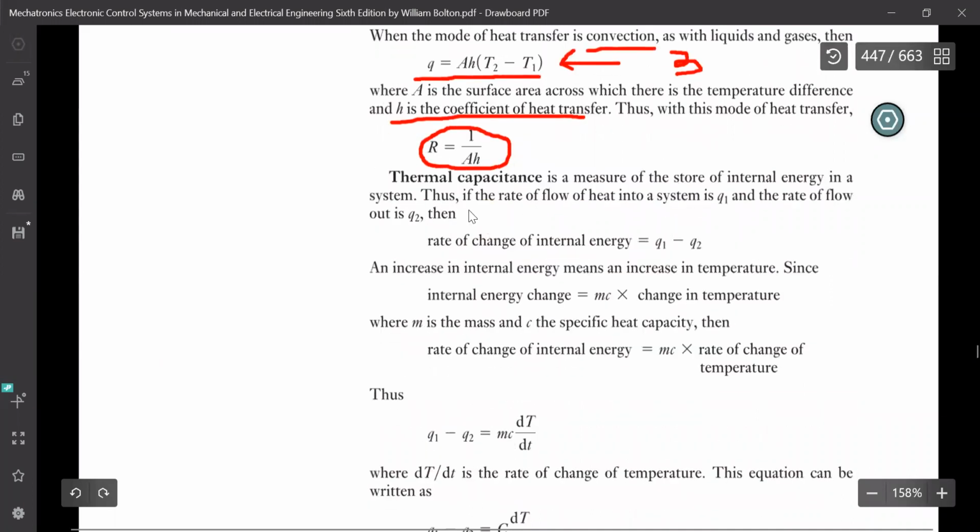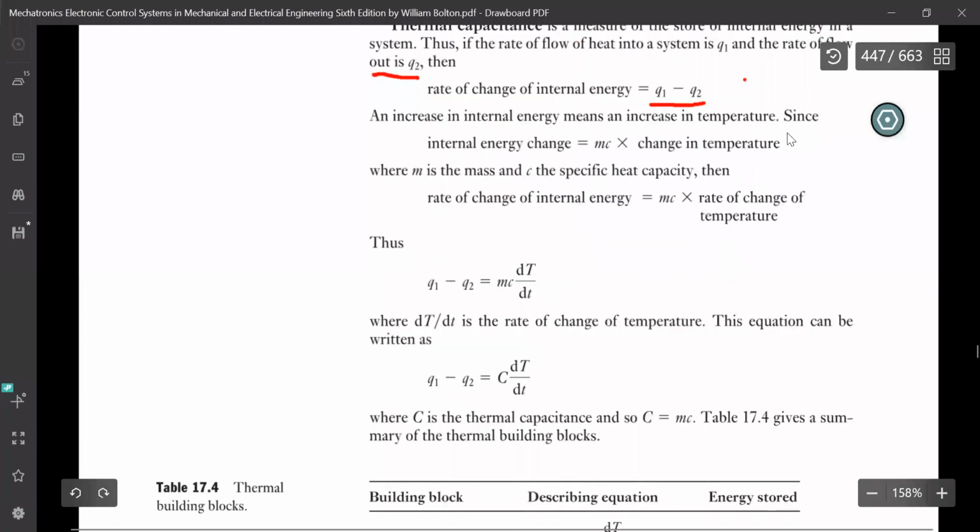Now the next step would be to find out the thermal capacitance. It is a measure of the store of internal energy in a system. Thus, if the rate of flow of heat into a system is Q1 and the rate of flow of heat out of the system is Q2, the rate of change of internal energy would be Q1 minus Q2. An increase in internal energy means an increase in temperature, right? Because internal energy is directly proportional to the temperature.